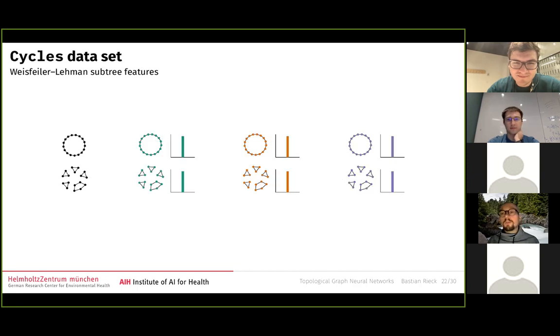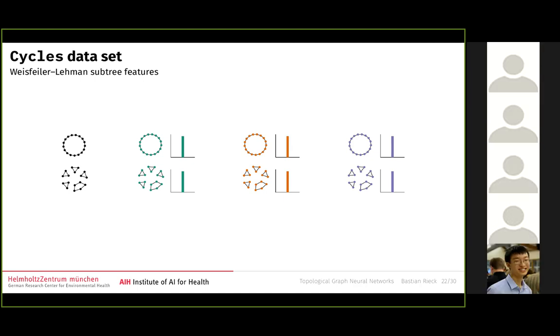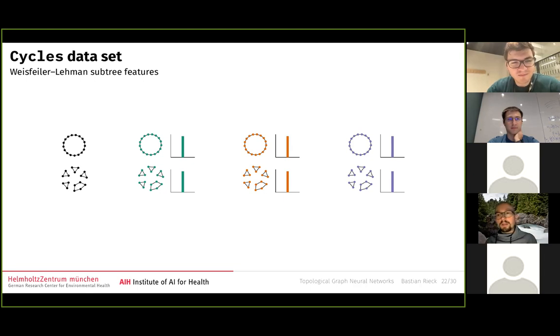Now let's take a look at what happens when you do WL on the cycles data set. When you initialize it with the degree of the nodes, you probably guess what will happen, namely, regardless of how many iterations you do, you will not end up learning anything. So the counts are still the same, the histograms are still the same between the two classes, and you're unable to tell those graphs apart with the WL test and node degrees as the labels.